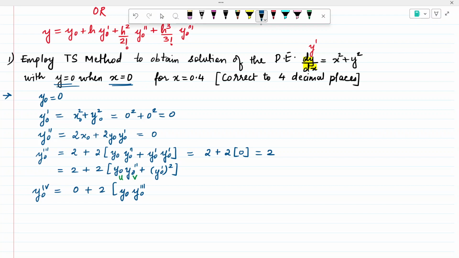Correct, Prisha. Prisha, you don't have a triple dash afterwards. It's going to remain double dash. And then you have y0 dash. Okay? So this is for the first term. Iska derivative yahan pe hai.